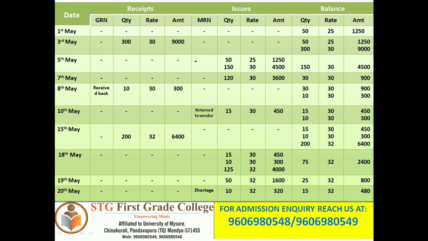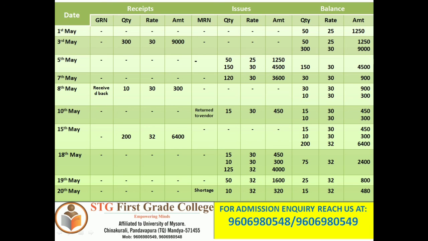So next is on 20th May. So that is GRN nil, quantity nil, rate nil and amount also nil. Under issues, MRN shortage, because on 20th May there was a stock verification which revealed a shortage of 10 units. So take down MRN column shortage and quantity 10 units at the rate of 32 rupees. So 320 rupees. So the balance left out of 25 units, I have issued 10 units. So the balance is 15 units at rupees 32 each. So the balance amount is 480 rupees.